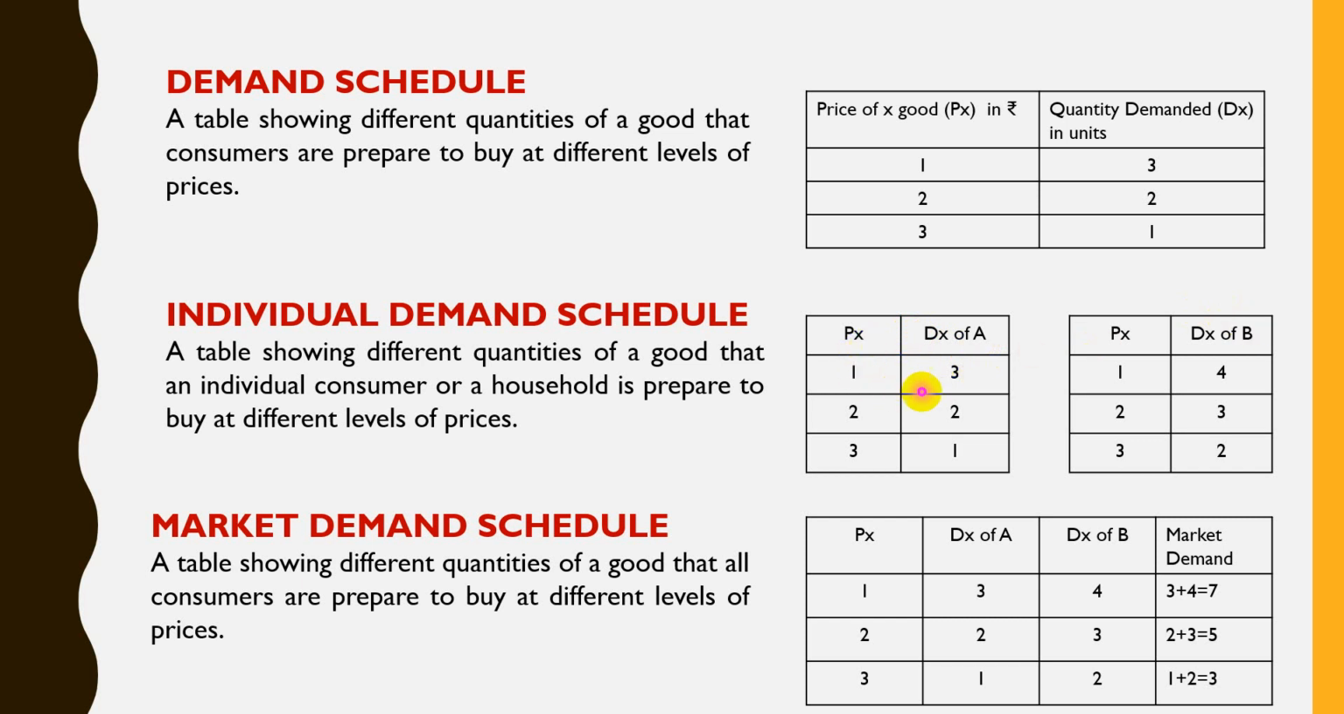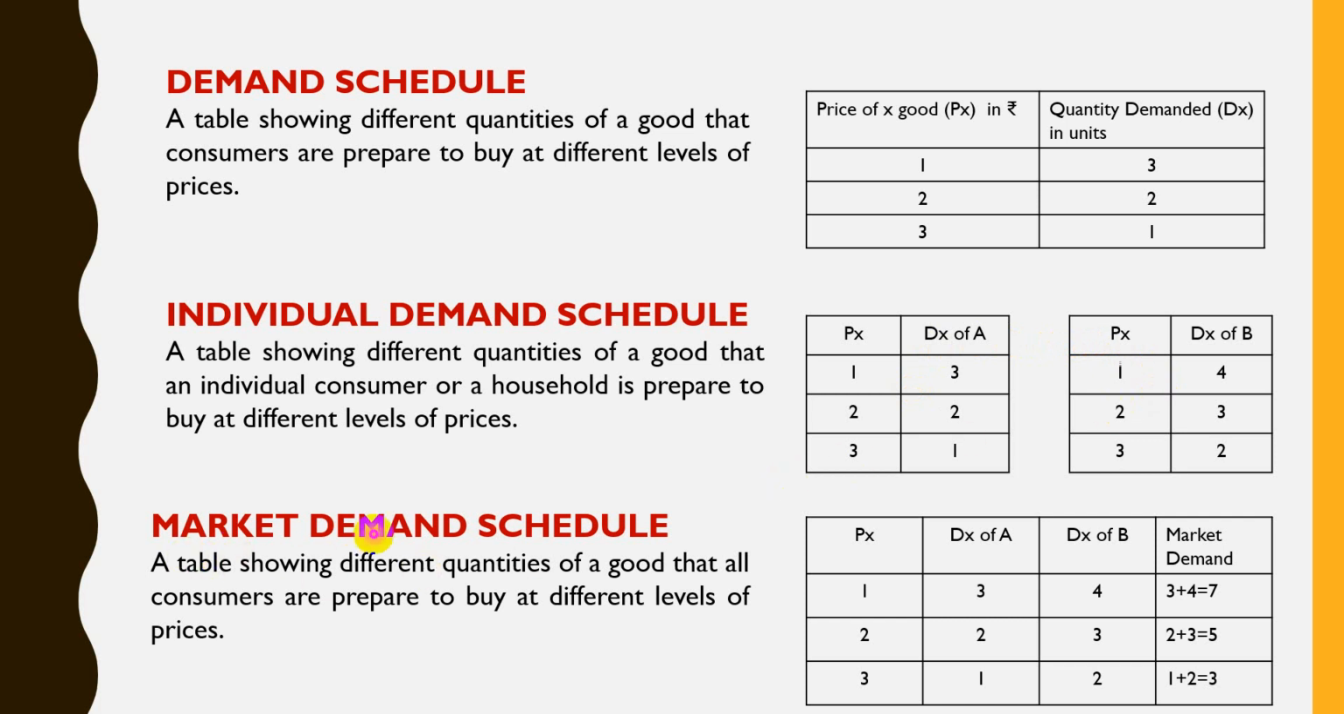Consumer A demands 3 units when the price is rupee 1, 2 units when the price is rupees 2 and 1 unit when the price is rupees 3. And consumer B demands 4 units when the price is rupee 1, 3 units when the price is rupees 2 and 2 units when the price is rupees 3. In this way we can construct the demand schedule of all individuals for a commodity at given prices, which becomes the individual demand schedule.